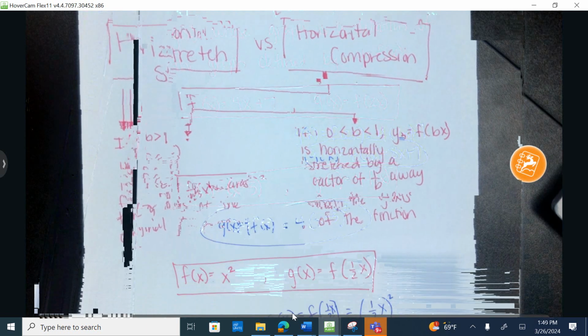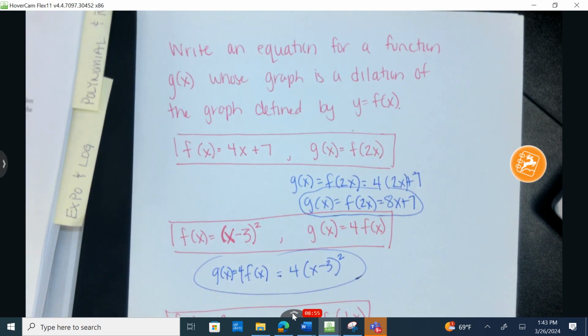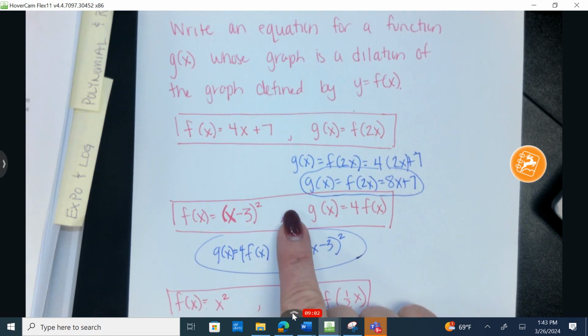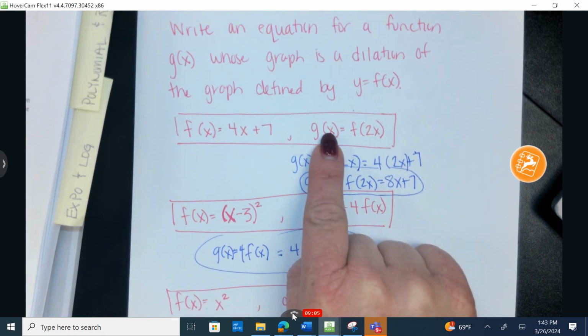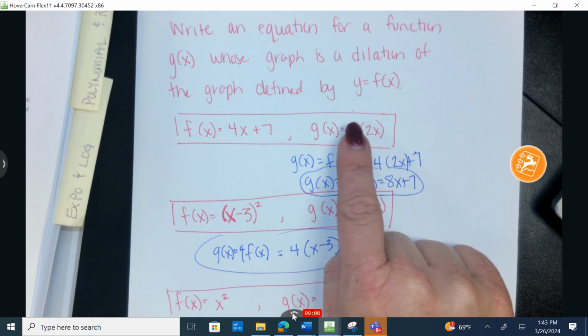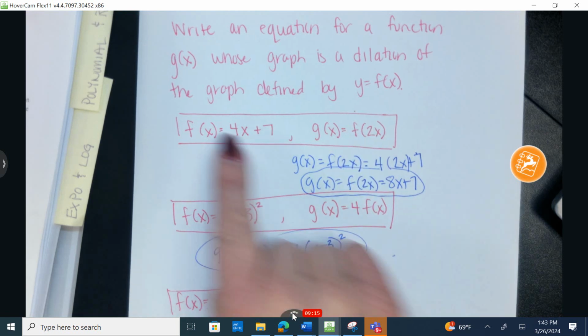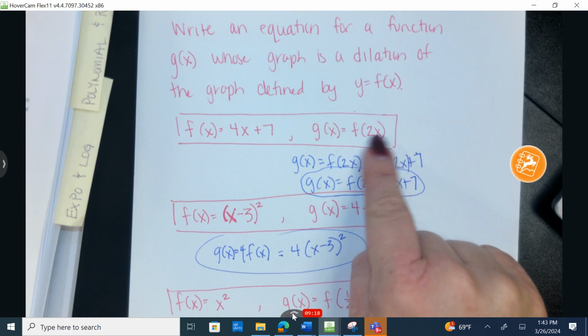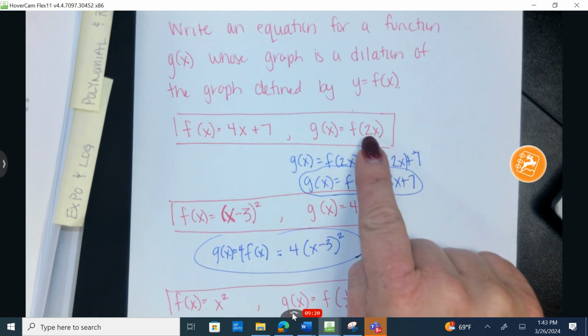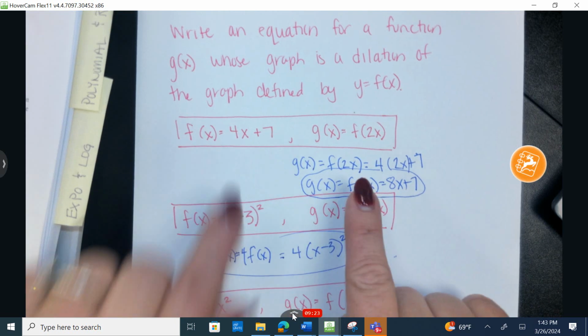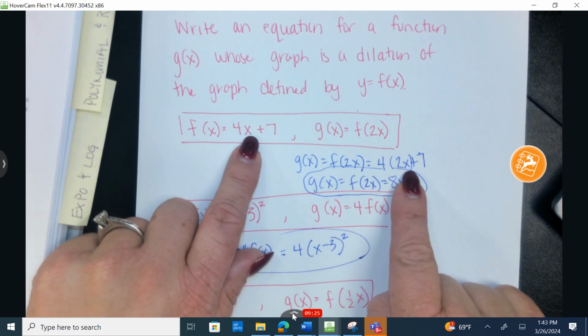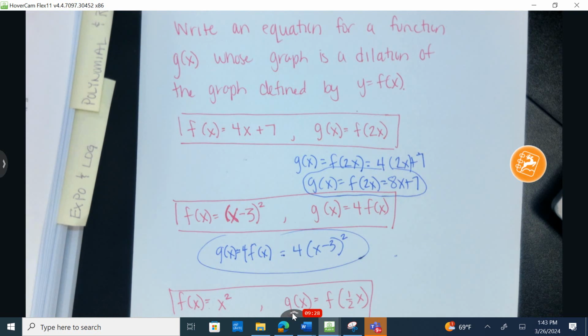All right, let's look over these dilations. So, writing an equation of the function g of x whose graph is a dilation of the graph defined by y equals f of x. Okay, so what I'm going to do is take g of x, and I want to dilate f of x. So take f, and wherever I see a variable in function f, I'm going to place a 2x. I come back here, g of x is going to be equivalent to whatever f is, but place a 2x where there's a variable. So 4 times 2x plus 7, 8x plus 7.